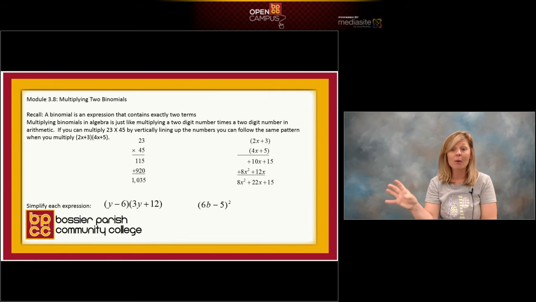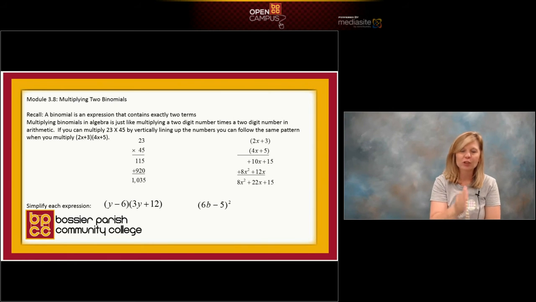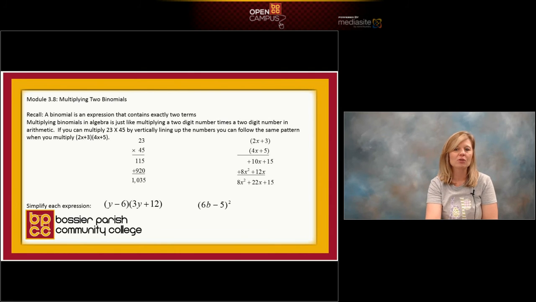So we're going to put a 0 as our placeholder and move to the 4x, and we're going to distribute that. 4x times 3 is 12x. We're in the tens column now. 4x times 2x. Well, 4 times 2 is 8, and x times x till the day you die is x squared. That's where the 8x squared comes from.